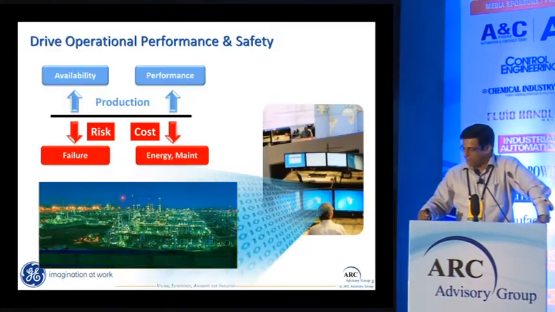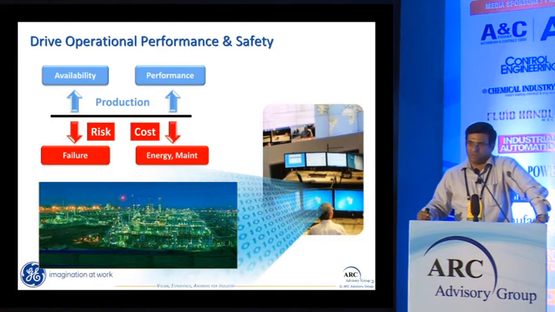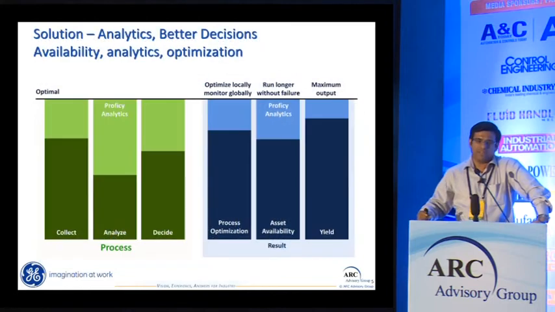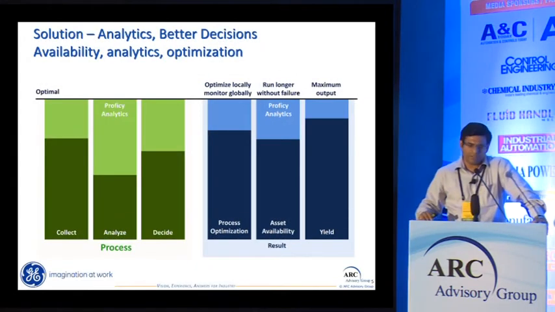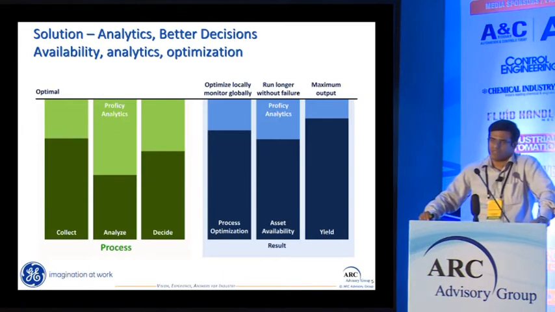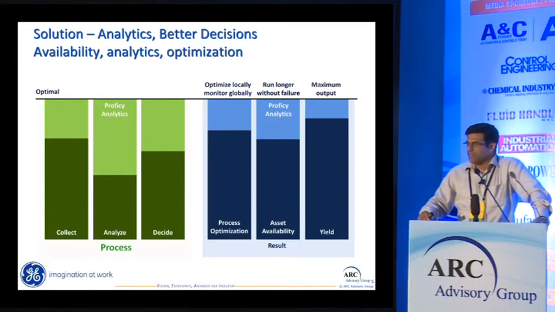First, the challenge. Availability and performance certainly leads to throughput. At the same time, the risk and the cost would add to your cost in terms of failure, energy consumption or maintenance costs. Now, with the advent of technology, a lot of efforts have been on collection of data, analytics, and then decision making. But there has still been a gap in terms of getting to the optimum levels, in terms of process optimization, asset availability, or yield.